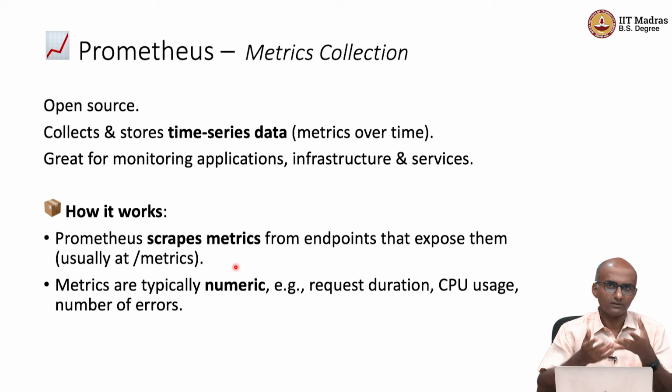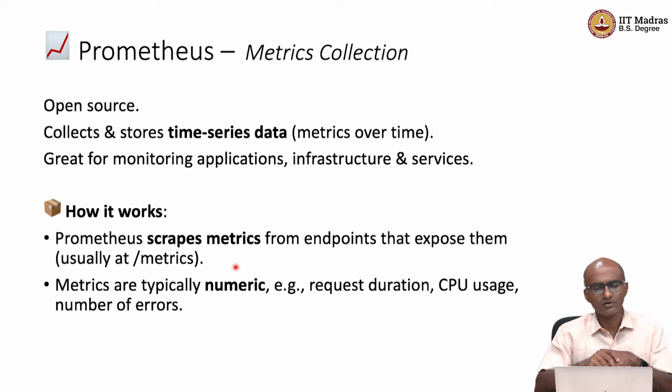So time series data turns out to be a very naturally occurring data set for these kinds of observability information. It's great for monitoring applications, infrastructure, services, because the moment you have time attached to these elements, then you start to think about trending, about alerting, about stale information, about latest information, etc. So how Prometheus works is it scrapes metrics from endpoints that expose them. Usually apps need to do this explicitly. So you create what's called a metrics endpoint, and then you make these metrics available.